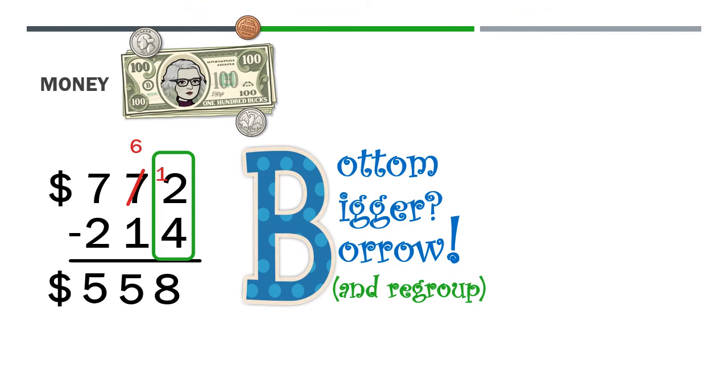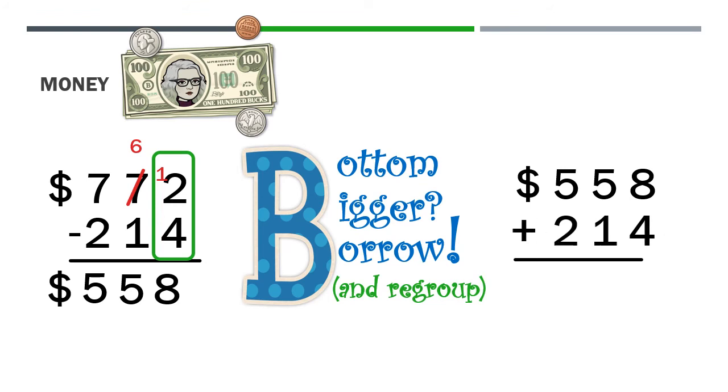So let's check our work. Remember, if we can subtract down, we can add up. So we're going to take our difference of $558 and we're going to add that to our $214. And our hope is that we will end up with $772. So let's check it out.